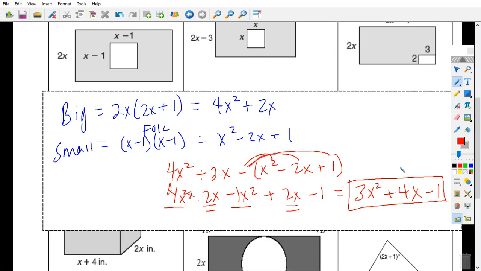Let me finish answering hers right now. So here on the combining, 4x squared and negative 1x squared made 3x squared. So here you have to change because you're subtracting the entire thing. If I'm subtracting the entire thing, each one's going to have to be subtracted. So it became negative x squared. A negative times a negative is a positive. A negative times a positive is a negative.